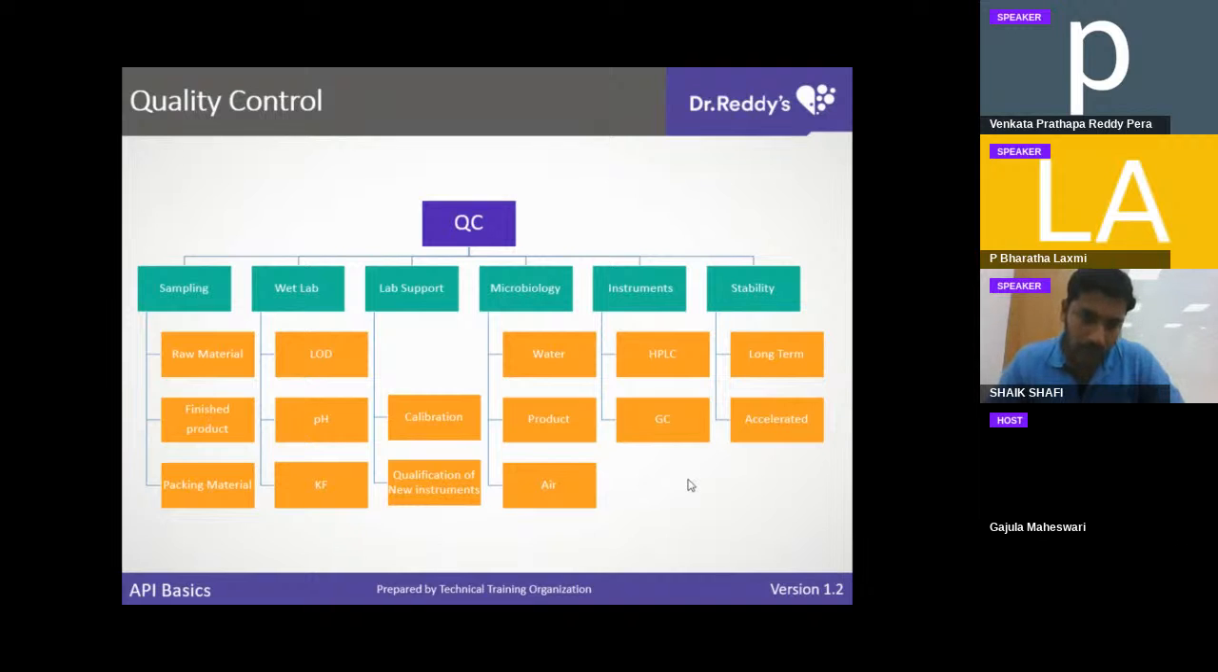So again, stability. This is a very, very important function in QC. Can anyone explain what is the importance of stability? What is the purpose of stability? Any answers, Lakshmi?